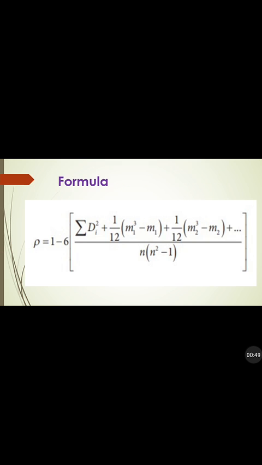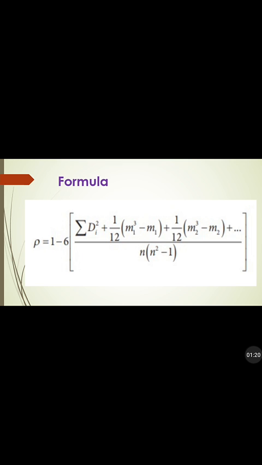For rank correlation we are using the symbol ρ. So ρ is equal to 1 minus 6 into summation d square plus 1 by 12 into m1 cube minus m1 plus 1 by 12 into m2 cube minus m2 plus dot dot dot. What does it mean? It may continue. That is, this 1 by 12 may continue once again, divided by n into n square minus 1.